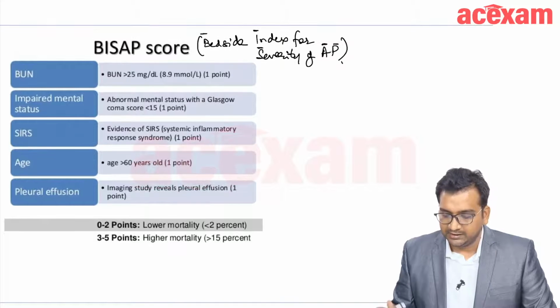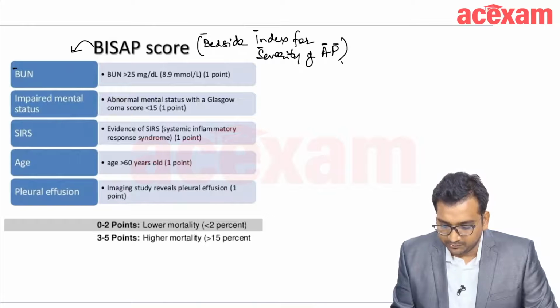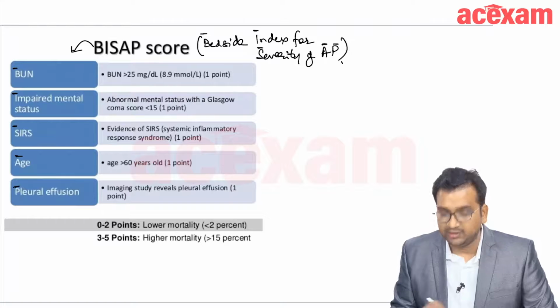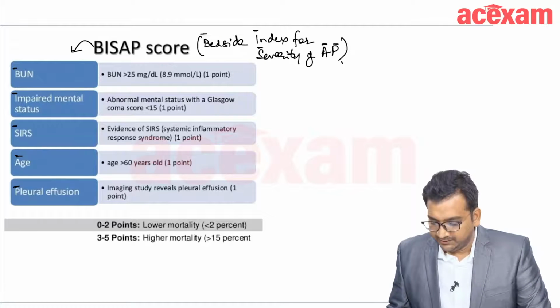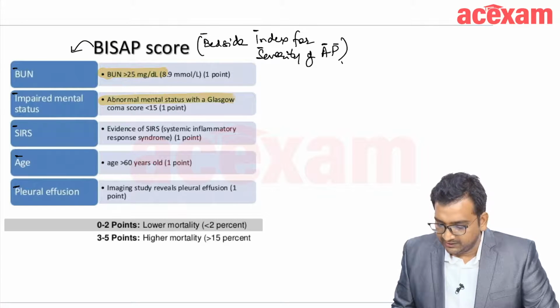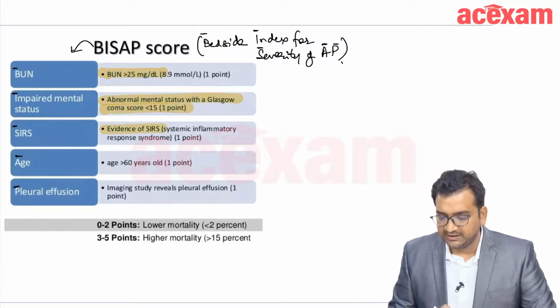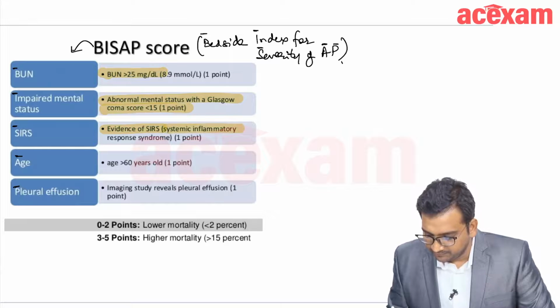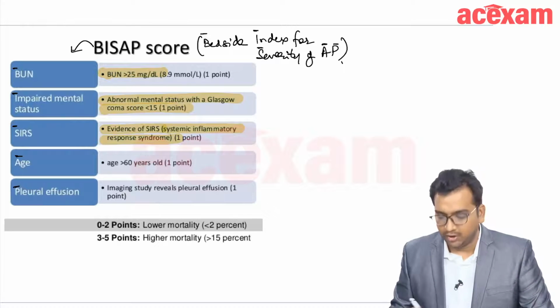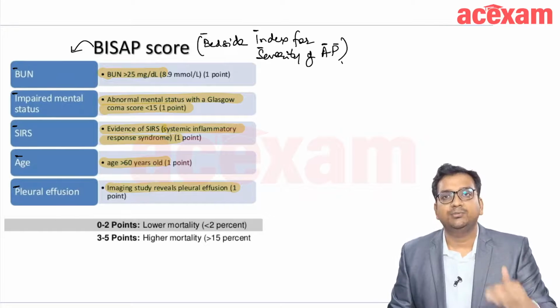So what is the criteria? The criteria can also be remembered with the mnemonic BISAP only. That is blood urea nitrogen, impaired mental status, SIRS, age, and pleural effusion. Okay, and the thing is, if the blood urea nitrogen is more than 25, if there is abnormal mental status with a GCS of less than 15, and if there is SIRS, that is systemic inflammatory response syndrome, age is more than 60 years, or if there is pleural effusion, okay, then each point is given 1 point.